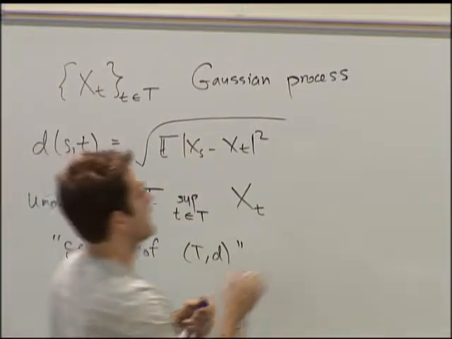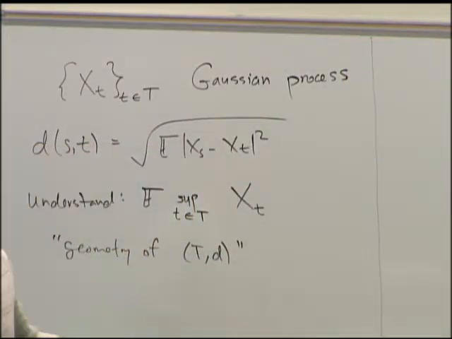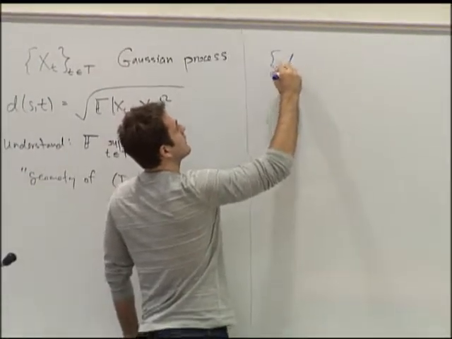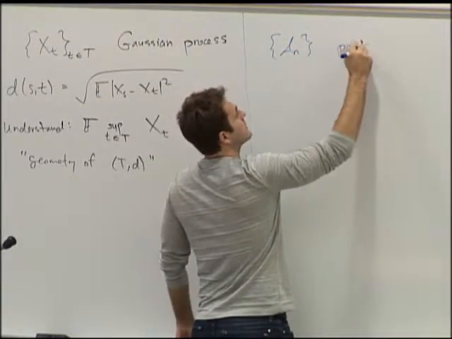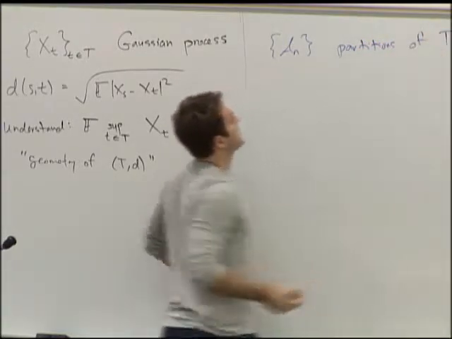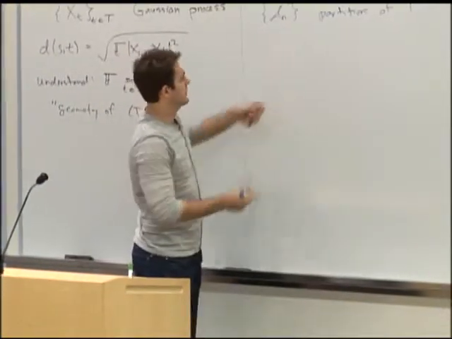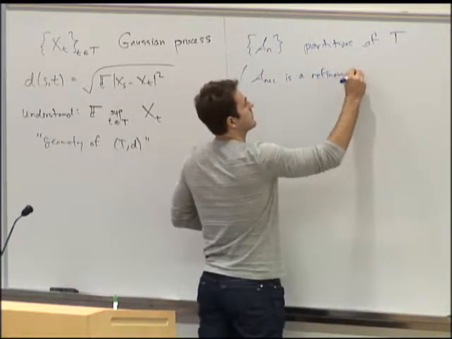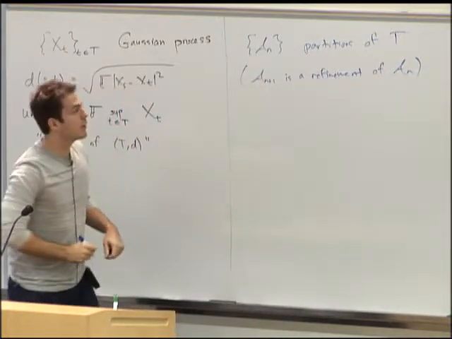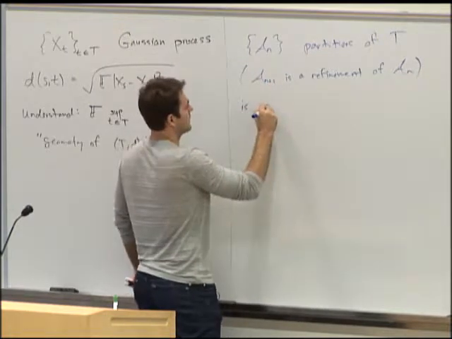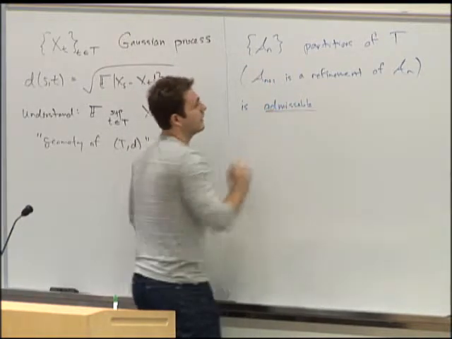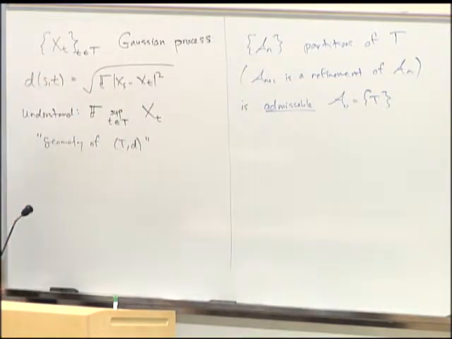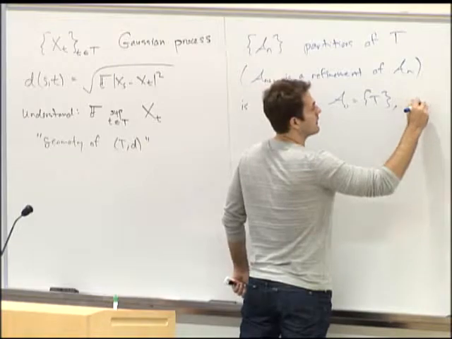So now let me remind you very briefly what the upper bound was, because we're going to prove a matching lower bound today. So we'll take a sequence of partitions of T. It's a sequence of increasing partitions, so here A_{n+1} is a refinement of A_n. So this sequence of partitions, let's call it admissible if it satisfies two properties. The first property is that we start with the whole set, a trivial partition into one piece.